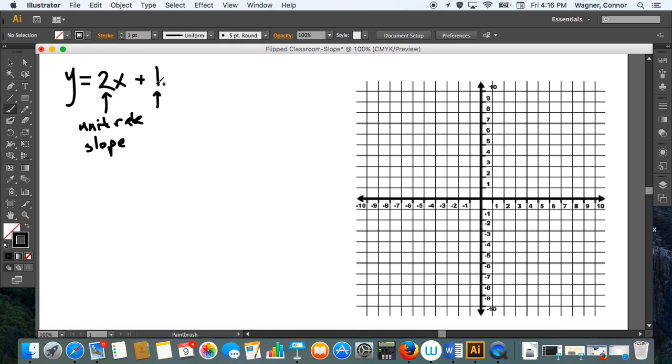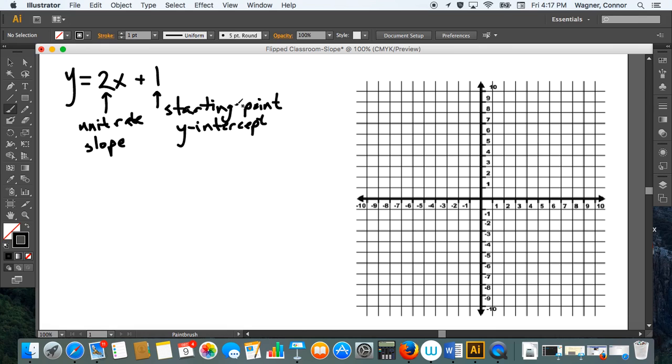Now, I don't want us to forget about this 1, which we've been calling the starting point in class, but as we move on in this video, I want us to start using the mathematical term y-intercept, and you're going to see why we call it that in a little bit. So let's try to graph this.